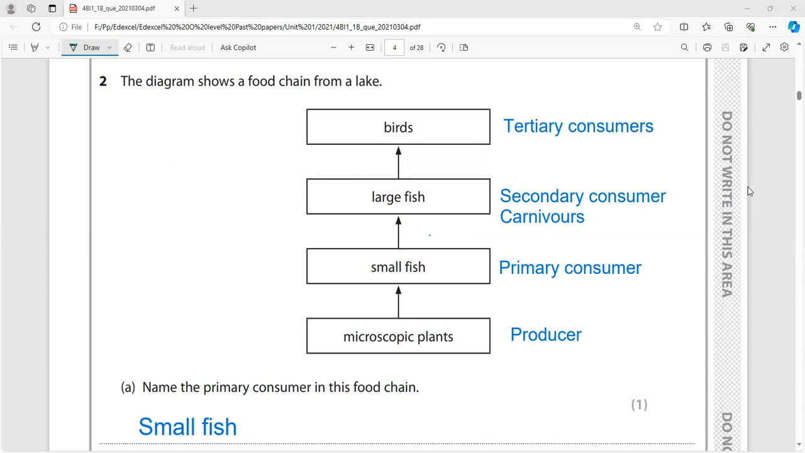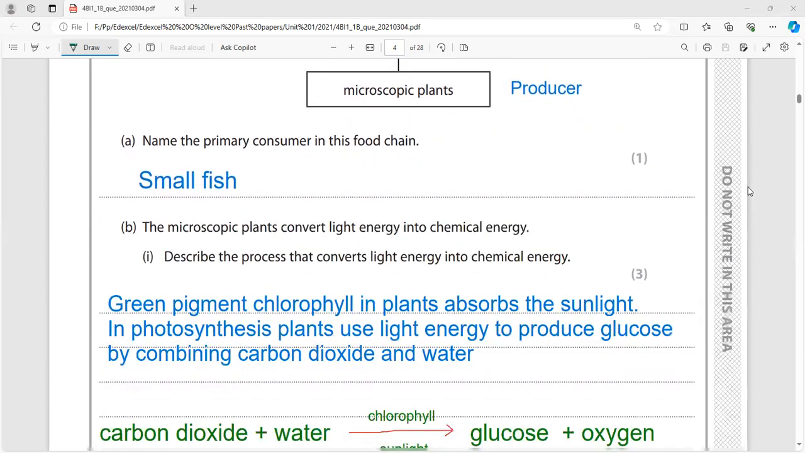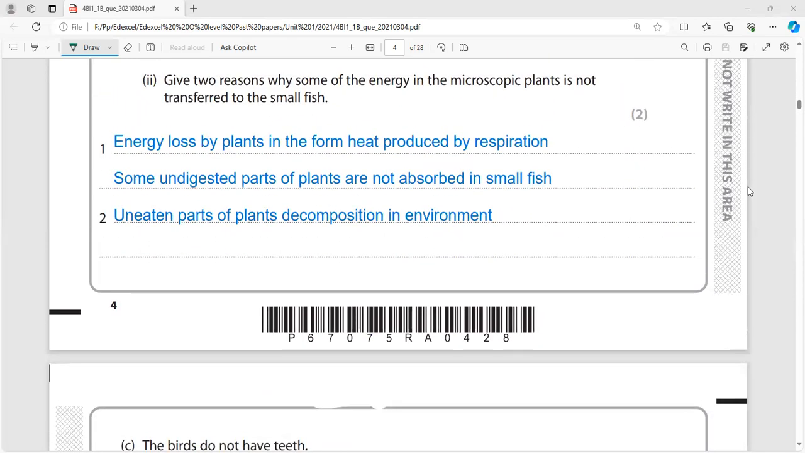While not all parts of the microscopic plant are eaten by the small fish. So that's why only 10% energy transfers to the next trophic level. So you can write any 2 points from here. Energy lost by plants in the form of heat that's produced by respiration. Some of the undigested part of the plant is not absorbed in the small fish. Or we can write uneaten part of the plant decomposes in the environment.